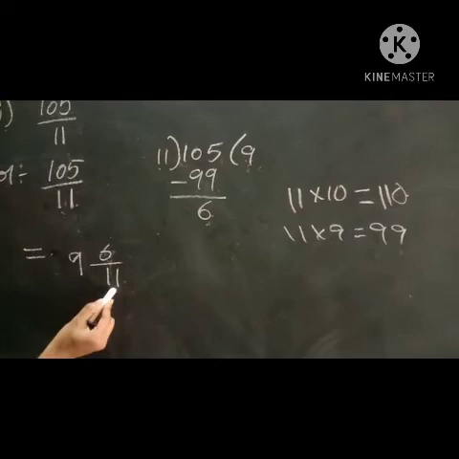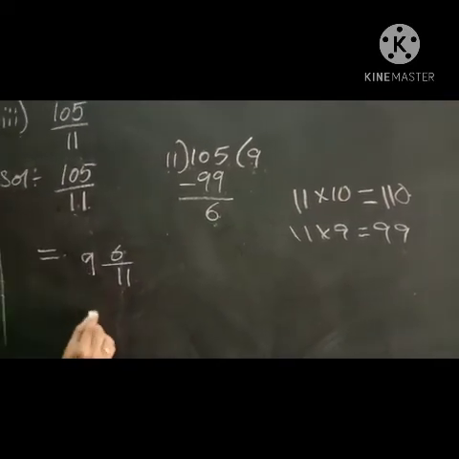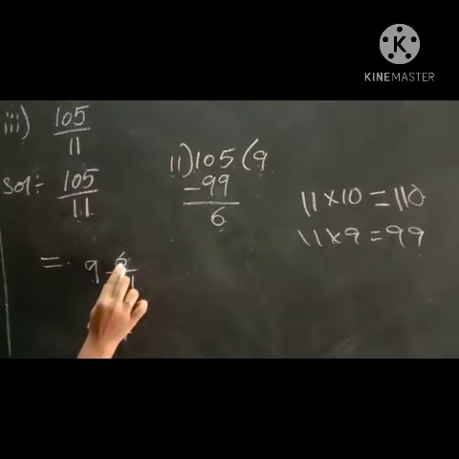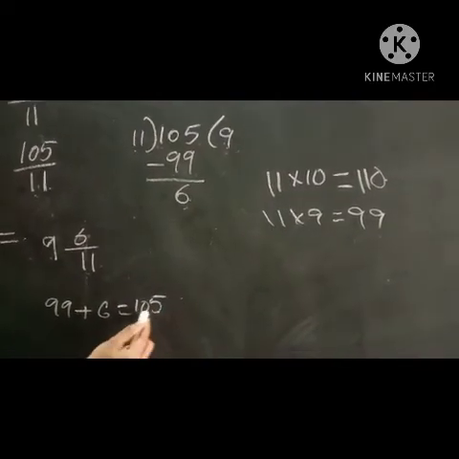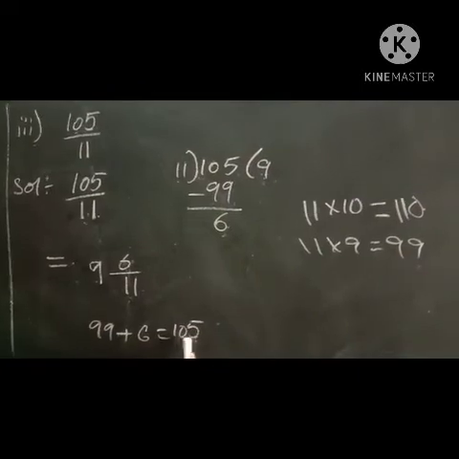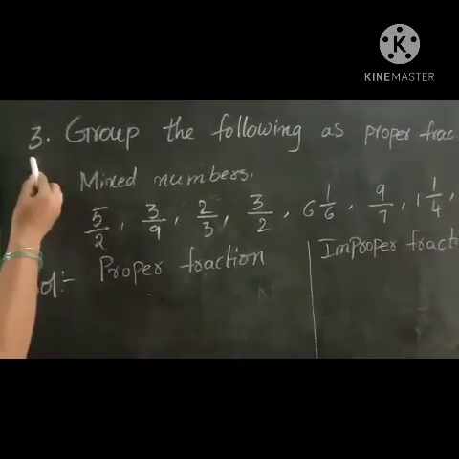And see here, 11 nines are how much? 99. 99 plus 6 is equal to how much? 105. What is the numerator number? 105, no? Yes, we get 105. See the third one, children.